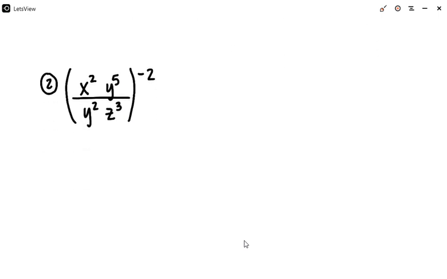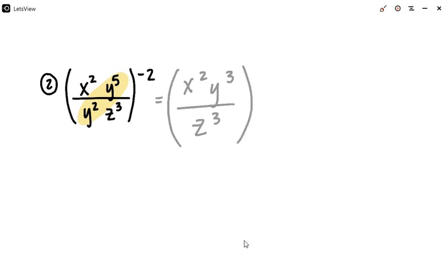Final example. We're changing it up. We're making things a little more difficult. Again, first step, I want to clean up the inside if we have to. So again, we're going to have y to the 5 minus 2. That gives us y to the 3rd. Since it's positive, that y to the 3rd term stays up top. So this gives us x squared, y to the 3rd. On the bottom, we're left with z to the 3rd.